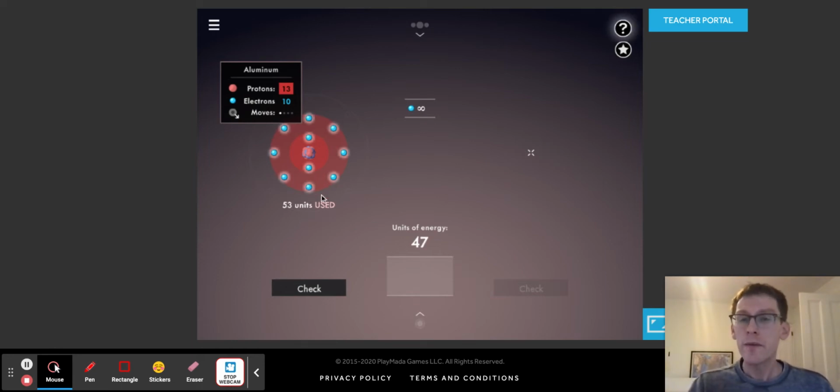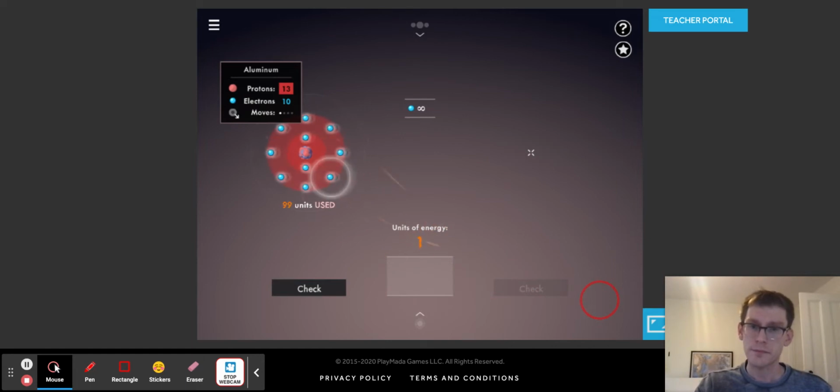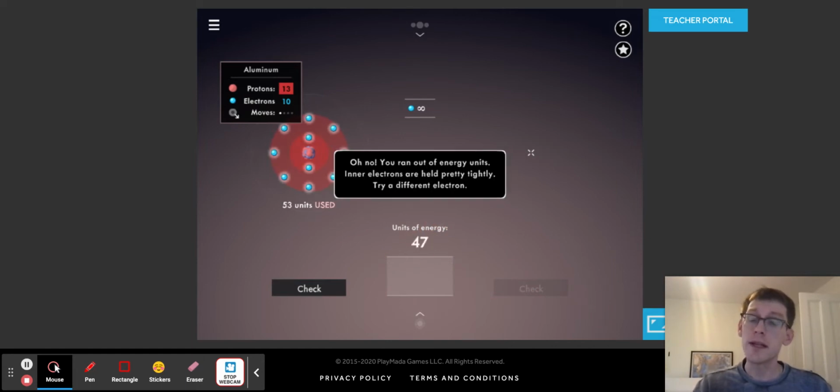But now we've got rid of all 3 of aluminum's valence electrons. That fourth ionization energy, remember we had 6 for the first, 19 for the second, 22 for the third. What's the fourth going to be? Well, let's see. We have 47 units of energy left. Let's see if we can remove it. Well, we needed even more than 47 units of energy to make that happen. Honestly, I'm not entirely sure what it is, but it should be a very, very high amount of energy.